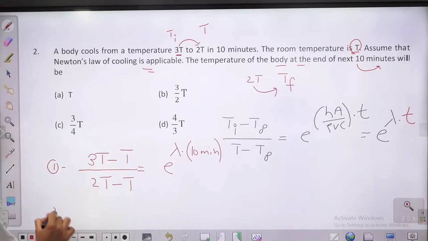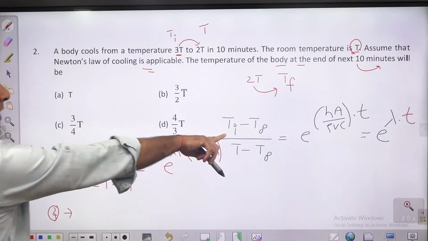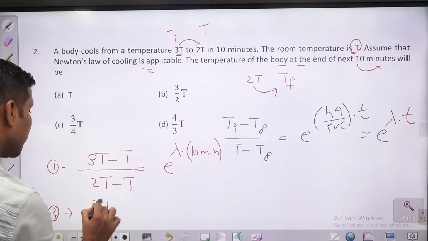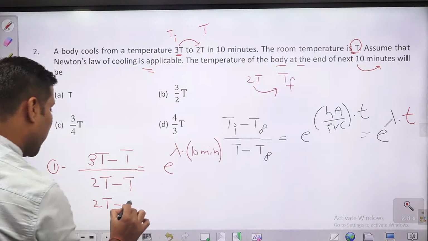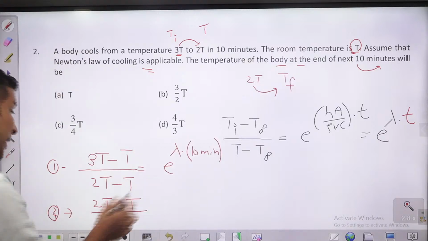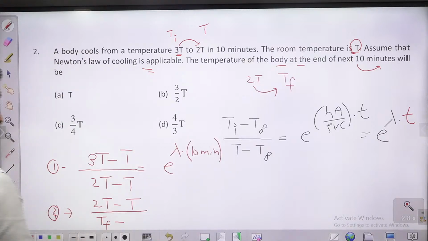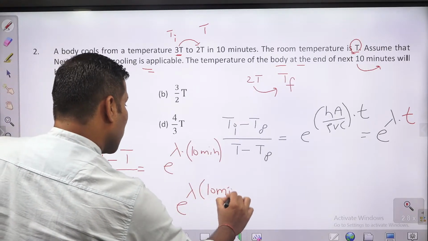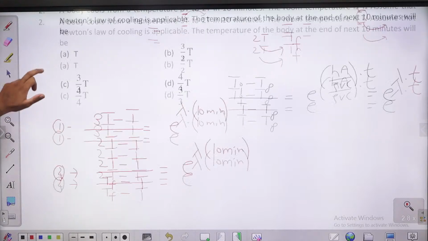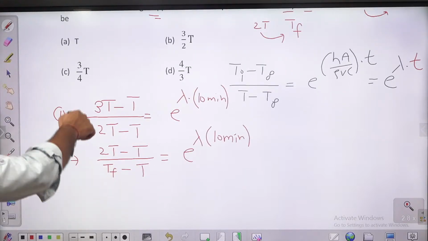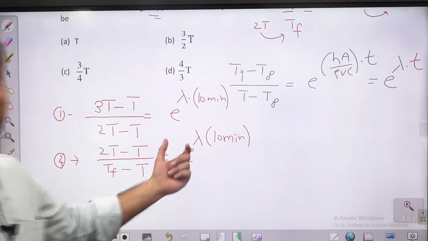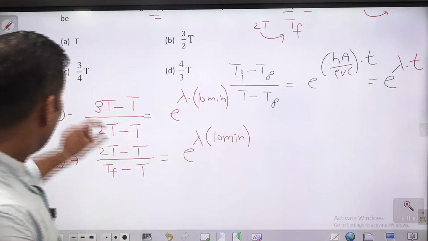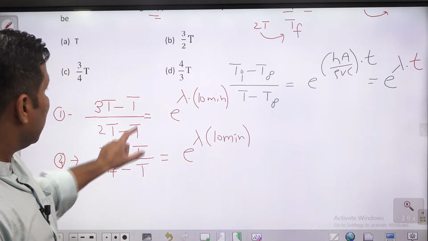Similarly, how will you get the second equation, guys? For the second case, what is the initial temperature? The initial temperature is 2T. The surrounding temperature remains T only. The final temperature we want to find out. This is equal to what? Again e to the power lambda into 10 minutes. Yes or no? Because we want to find out the final temperature after 10 minutes. So this is equation 1, this is equation 2. I hope this is very much clear. 3T minus T, 2T minus T equal to e to the power lambda t.